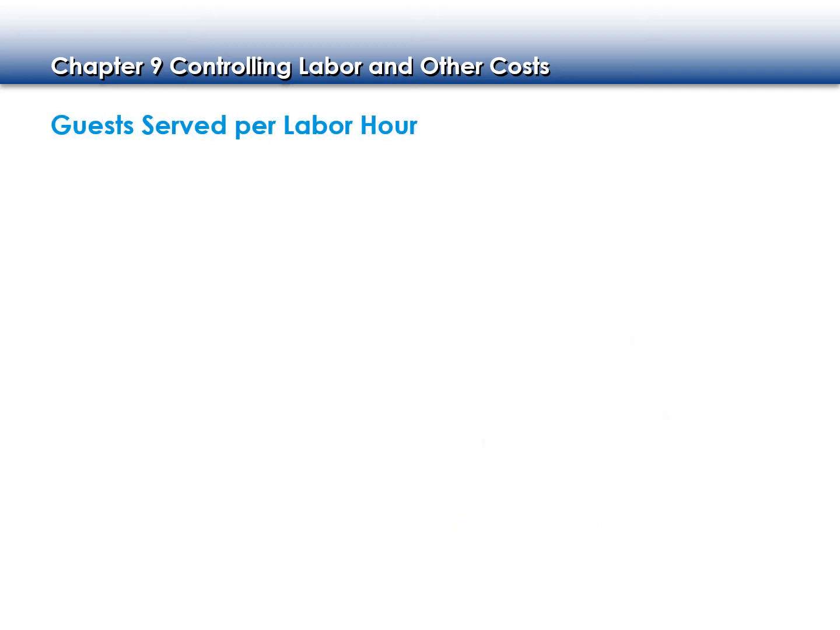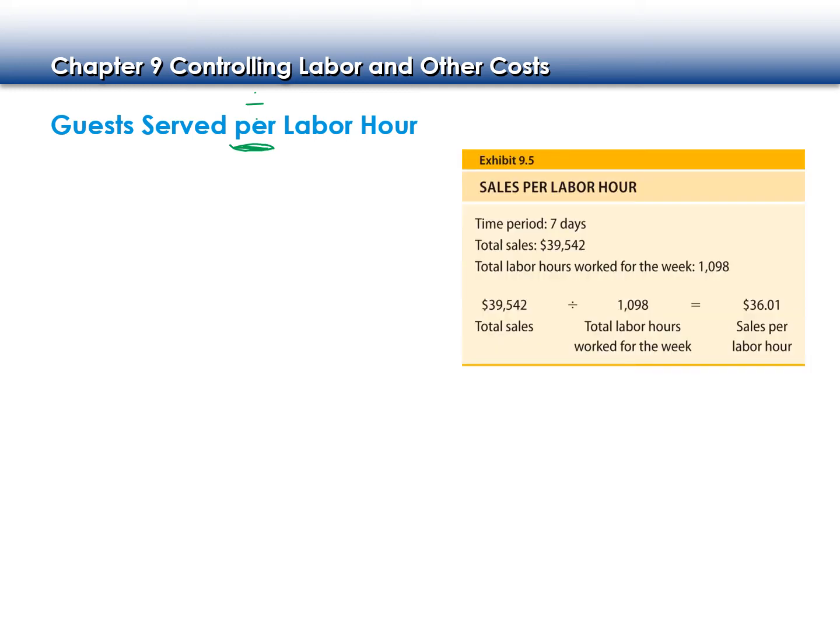Other ways we can identify our productivity when it comes to labor. Remember, anytime I use these future examples, this word "per" means the division sign. So this is guests served per labor hour. We have our total sales per labor hour. Our total labor hours worked for the week is 1,098. Our sales for the week was $39,542. So our sales per labor hour is $36.01 per labor hour.